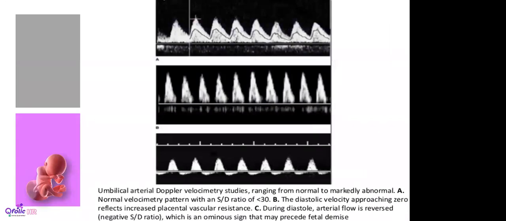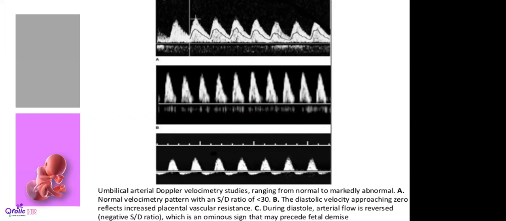This shows the umbilical artery waveform on the upper part. You can see that there is the normal flow. There is systolic flow during the systole. There is normal flow during the diastole. But in the middle part, you can see that the blood flow during systole is okay, but during diastole there is absent blood flow. This is called absent blood flow.